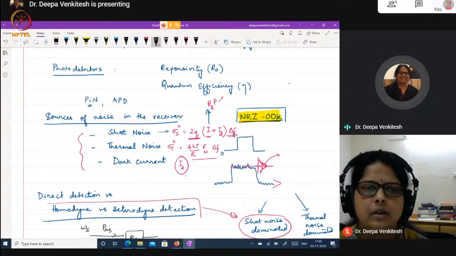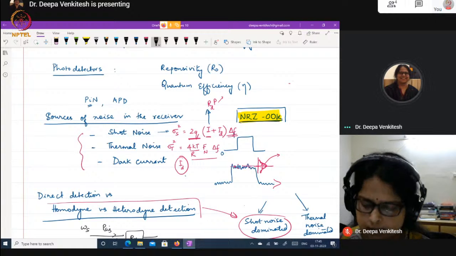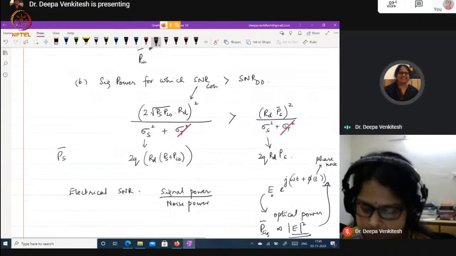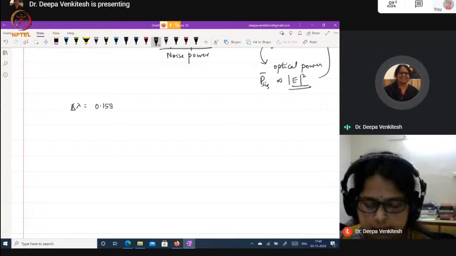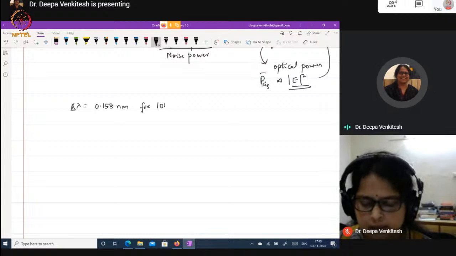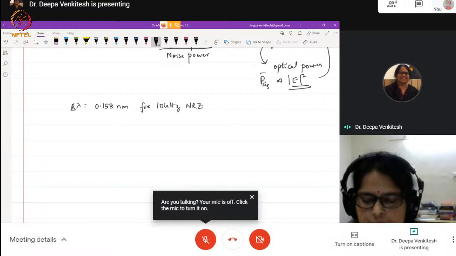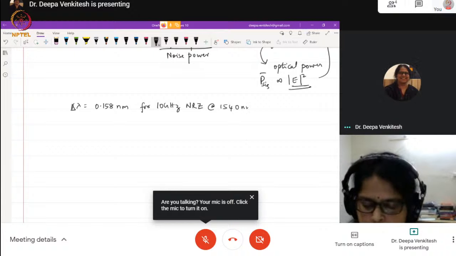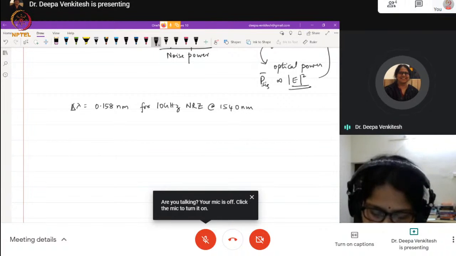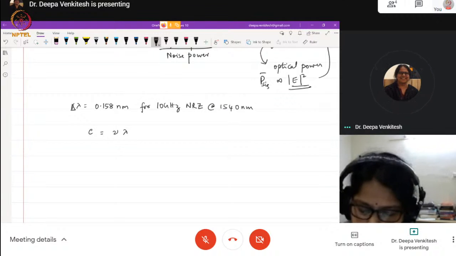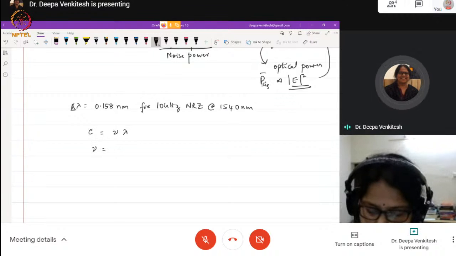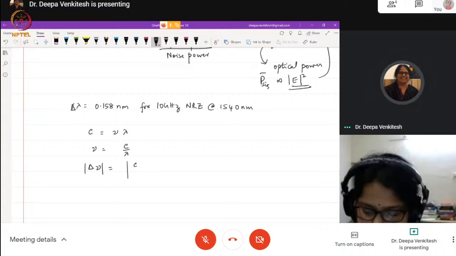There's a question on assignment 6. How did you get delta lambda is equal to 0.158 nanometer for 10 gigahertz NRZ system at 1540 nanometer? Okay, so I think I explained this in my previous lecture also. So you start with c is equal to nu lambda. So nu is equal to c over lambda. So delta nu is equal to modulus of c over lambda square delta lambda.